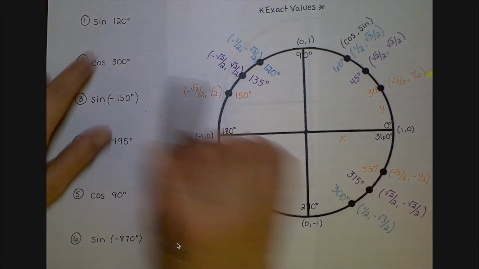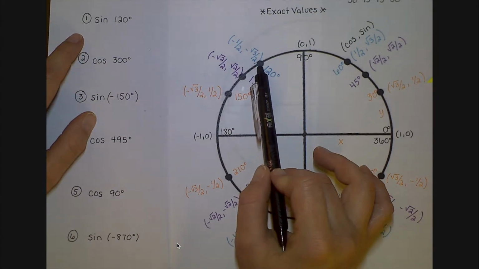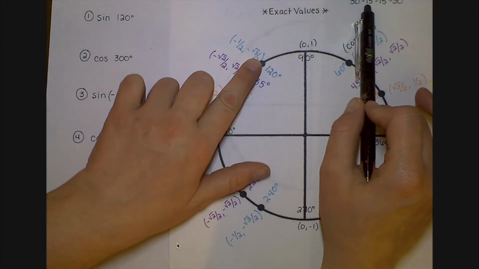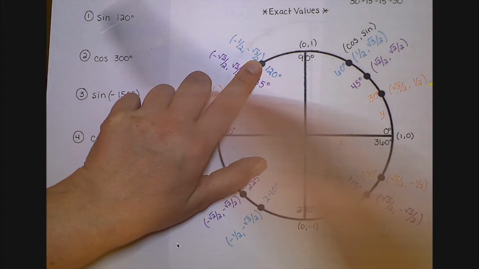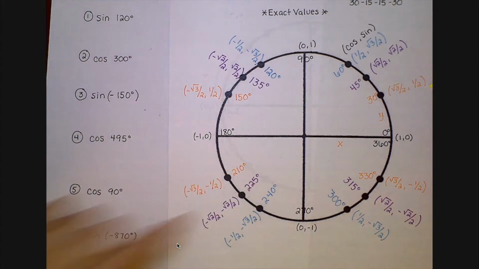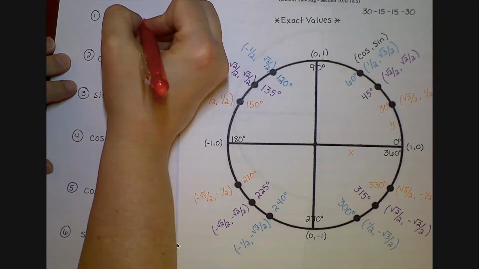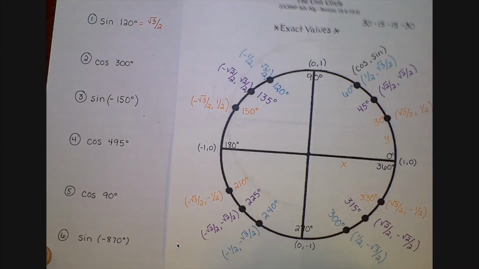Okay? So for sine of 120, I would want to be able to figure out where 120 degrees is. And if I'm using that 30, 15, 15, 30 rule, that'll get me to 120. And then remember the sine value is the y value. So here's x, here's y. So my sine of 120 should be square root of 3 over 2.